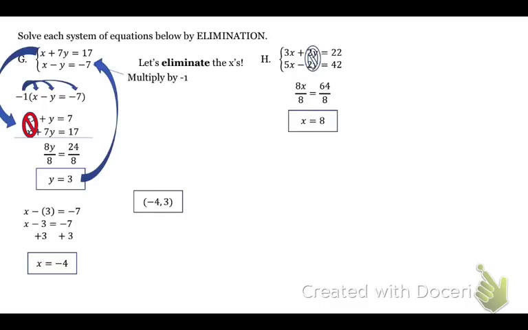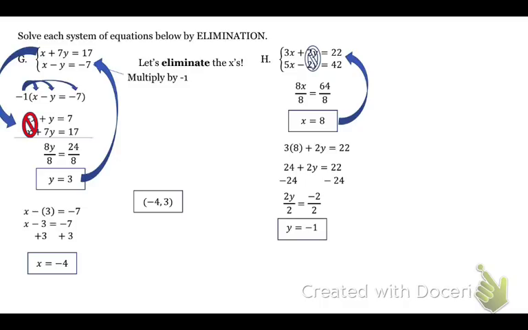Now we're going to plug it back in up there. So you get 3 times 8 plus 2y equals 22, which is 24 plus 2y equals 22. Subtract that 24. 2y equals negative 2. And y equals negative 1. Write it as an ordered pair. 8, negative 1. Boom.